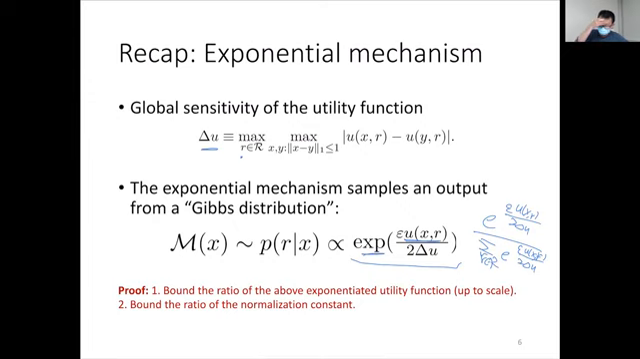When we prove the privacy property of the exponential mechanism, it suffices to bound the ratio of the numerator and also bound the ratio of the denominator. Each one of them contributes a factor of e to the power of epsilon over 2. So in total, it gives us an e to the power of epsilon multiplicative blow-up to the density, suppose you change this input data set from x to x prime.